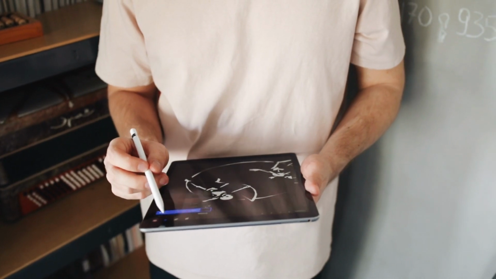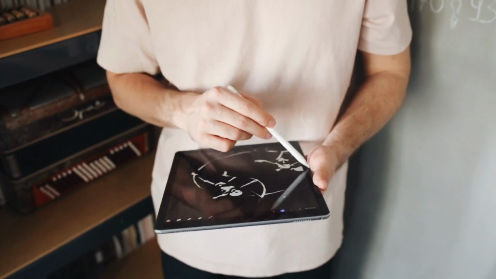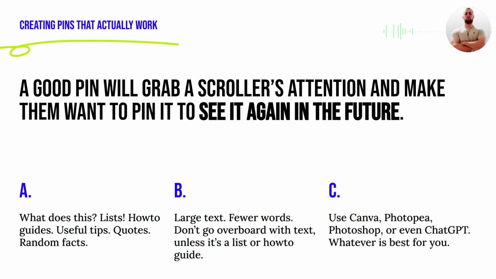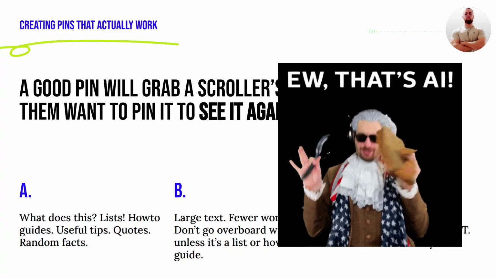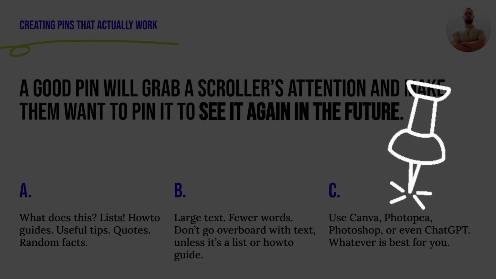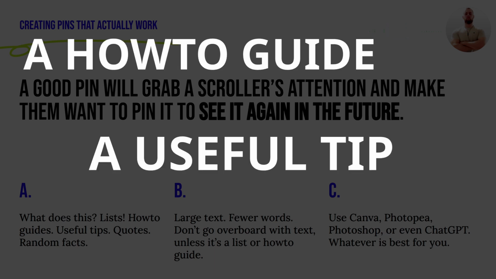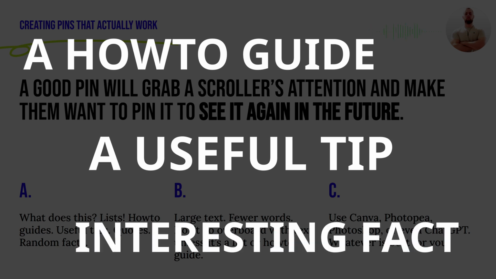And now the main thing with making the pins is to make sure they're unique. You can't just generate AI slop, flood the internet, spam it, and expect to get results. I mean, you probably will get some, but it won't be ideal. What you want to do is grab their attention, but you also want to make them want to save it. So what do people want to save? Like a how-to guide, a useful tip, maybe a quote, some type of random fact, something they wouldn't mind seeing again.